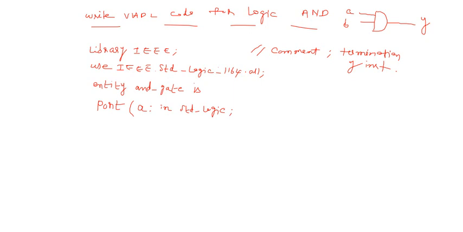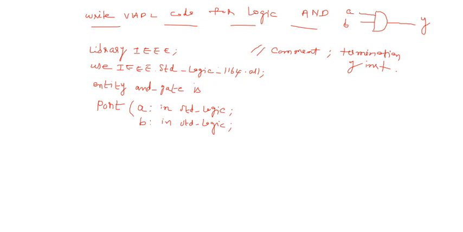Now I want to define my other terminal, B, colon. B is also my input. I am writing a data type called in, which is a data type basically. Again standard std_logic, semicolon. Now I have defined these inputs clearly. Now I have to define my output also.